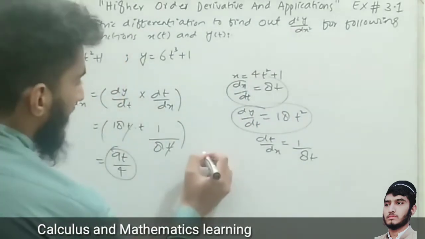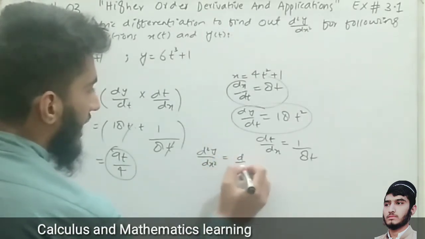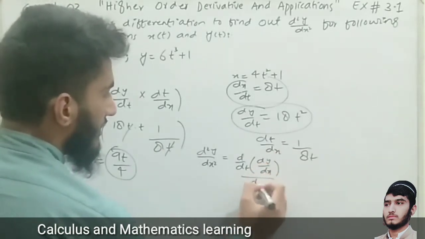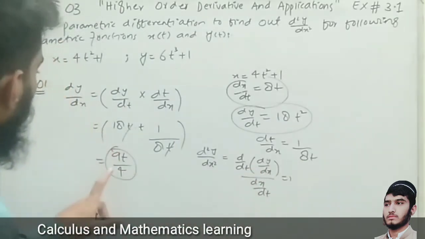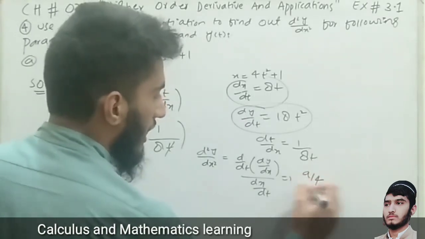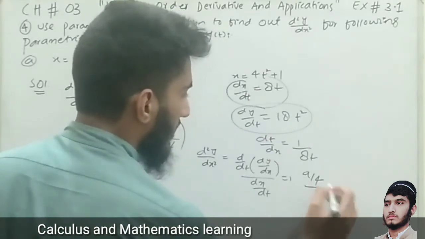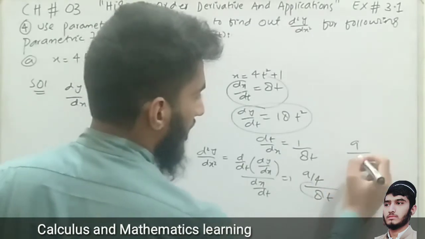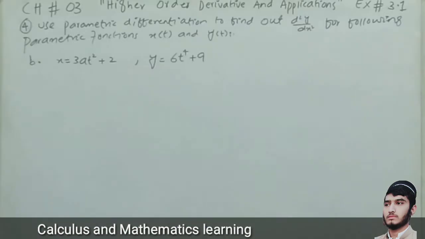For d square y by dx square, the formula is d by dt of dy by dx divided by dx by dt. So putting the values in this formula, dy by dx is 9t by 4. So the derivative with respect to t will be 9 divided by 4, and divided by dx by dt. dx by dt is 8t. So the 4 comes to the denominator and multiplies with 8. It will give us a value 32t. So this is actually the second time derivative for part number A. Now move to part number B.